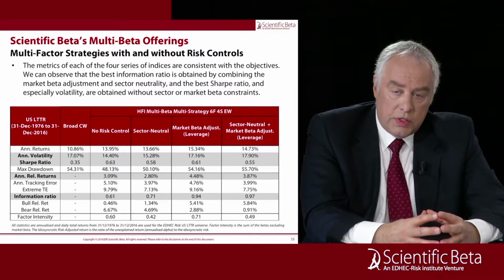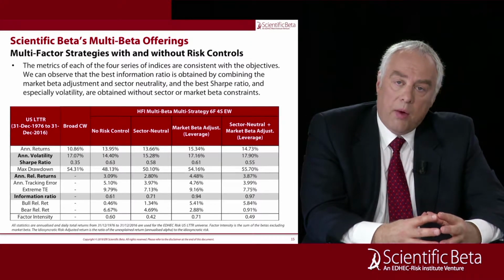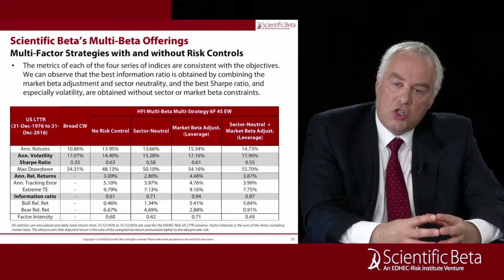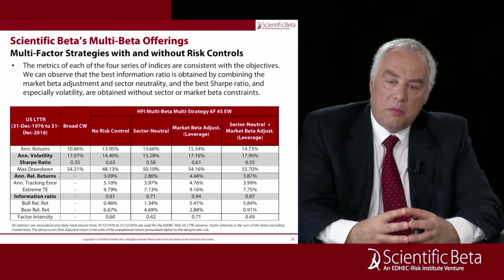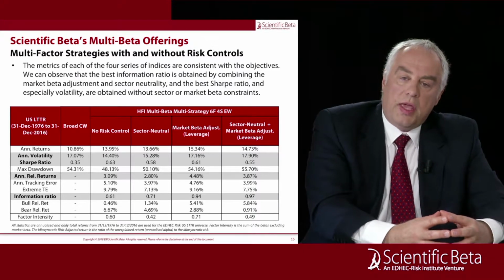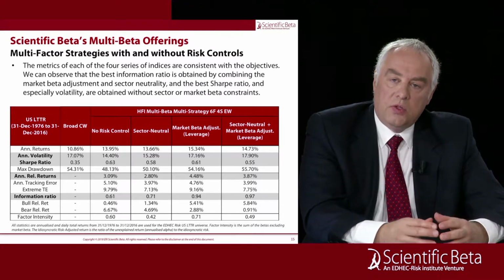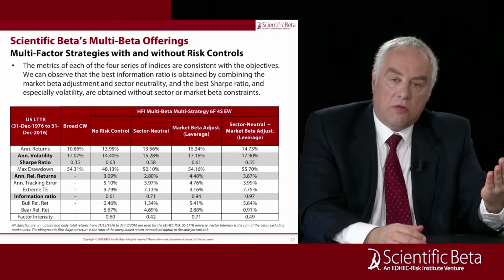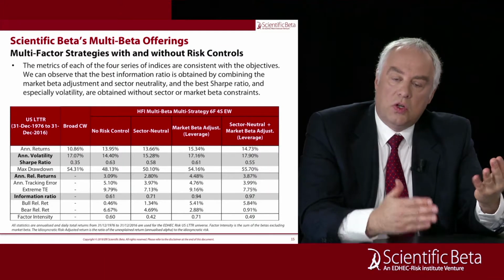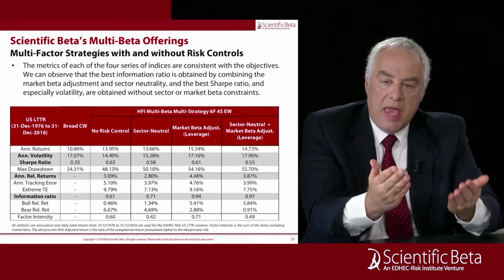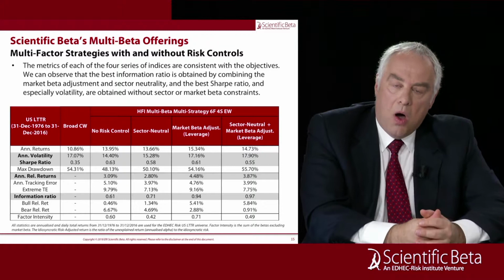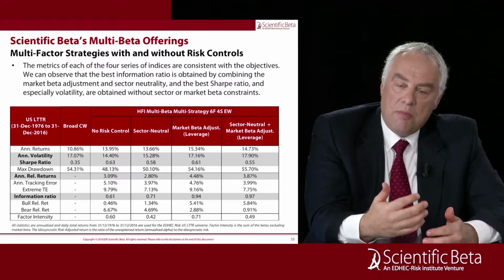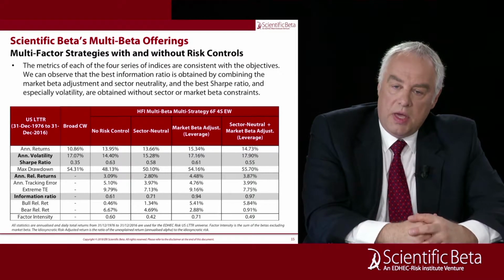Now let's look and see what happens when we apply our market beta adjustment. So in terms of market beta adjustment, we adjust the strategy to have a market beta that is in line with the cap-weighted index. So the idea is we design a multi-factor strategy that is completely independent of the cap-weighted index, but now we're concerned about relative risk, so we make an adjustment to align the market beta of our multi-factor strategy to the market beta of the cap-weighted index.